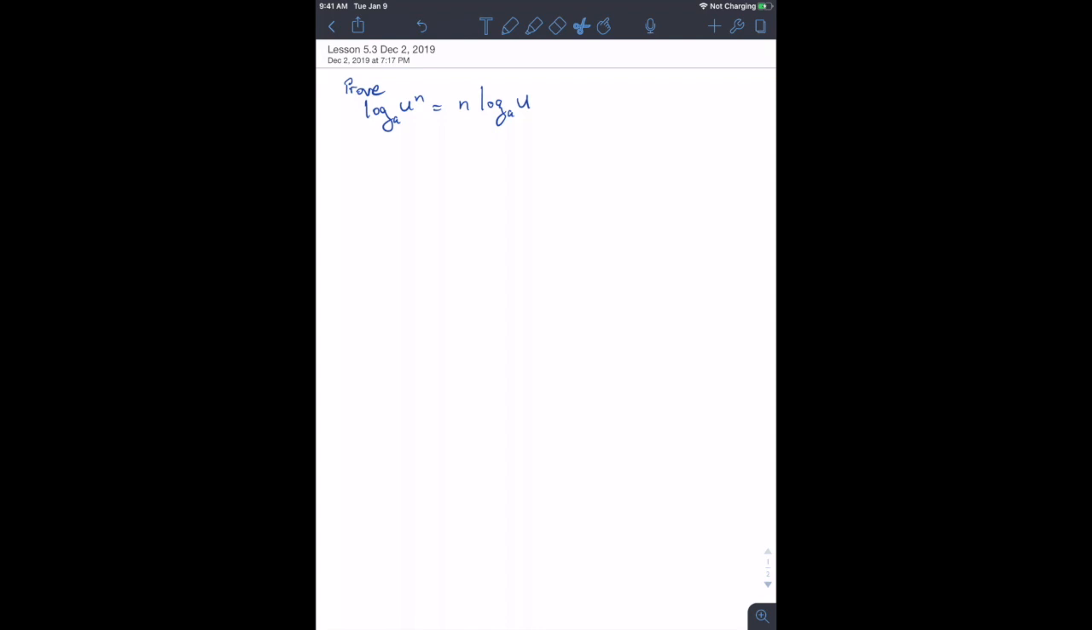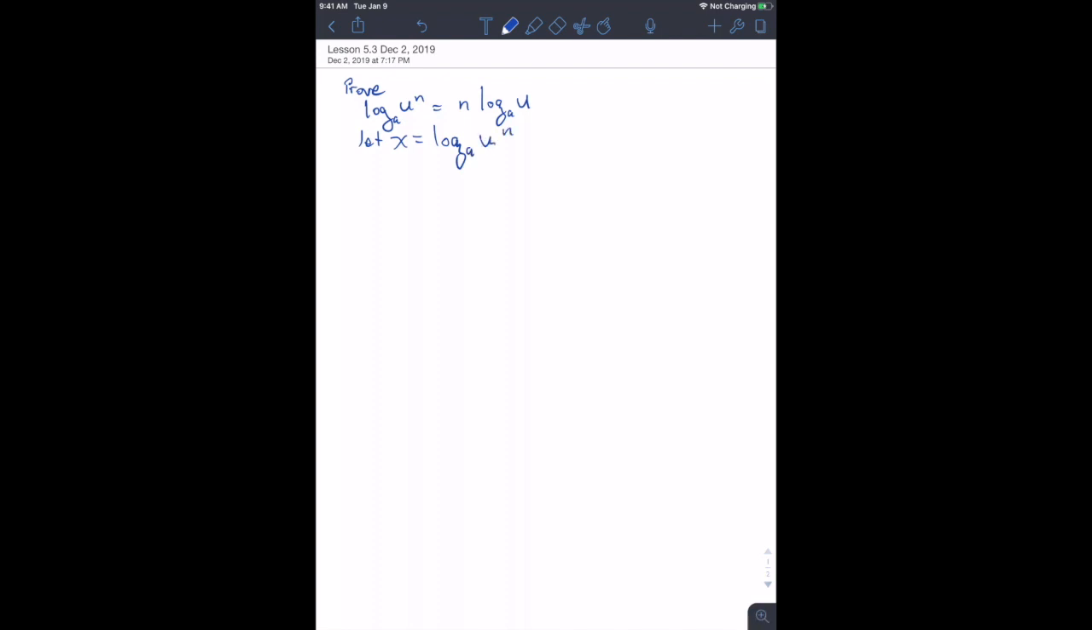We're going to try to prove that if you took the log base a of u to the n, that's the same thing as saying n times log base a of u. So in order to do this, the first thing that we're going to do is say let x equal log base a of u to the n.